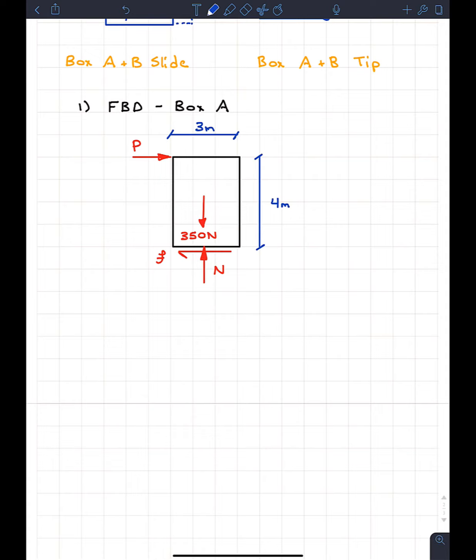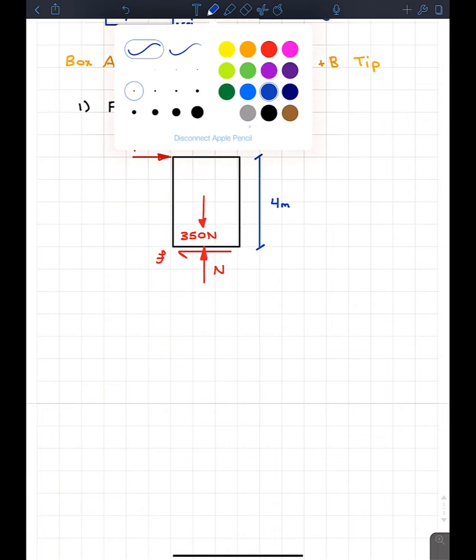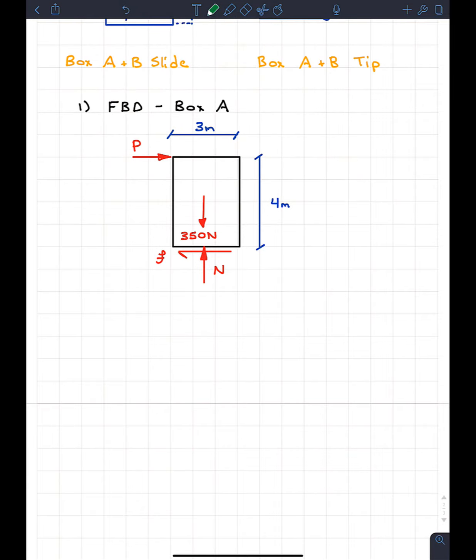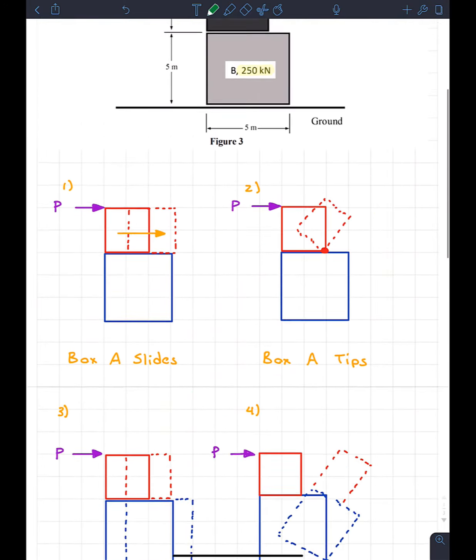So we need a third equation. And if we recall, we actually said something very important. We said, in one of the scenarios, box A slides. And if this is true, what that means is that F is equal to mu times N. And remember, we're only interested at the point when sliding just begins. So when we're dealing with the mu here, it's going to be the static one.